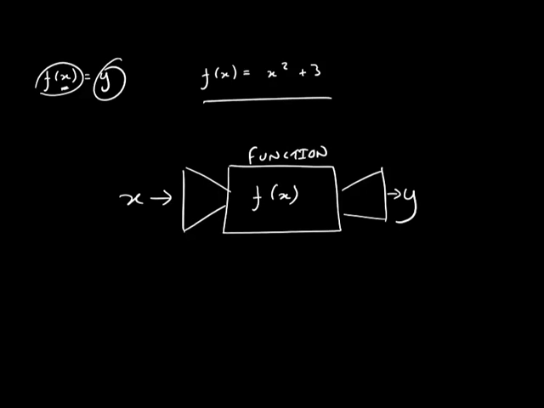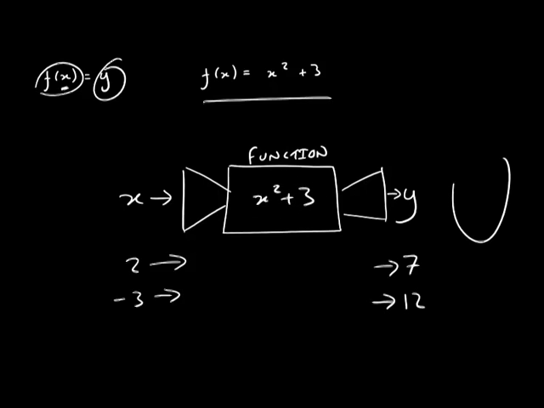So for example, if my function was x squared plus 3, then I might like to put 2 in. That means I square it, so it becomes 4, I then add 3 to it, so it becomes 7, so I get 7 out. Could do another value, so let's say I put minus 3 in, I square it, becomes 9, add 3 to it, it becomes 12, so I get 12 out. Put minus 3 in, and I get 12 out. And then I keep going like this, and then I can draw a nice graph of what's actually going on.